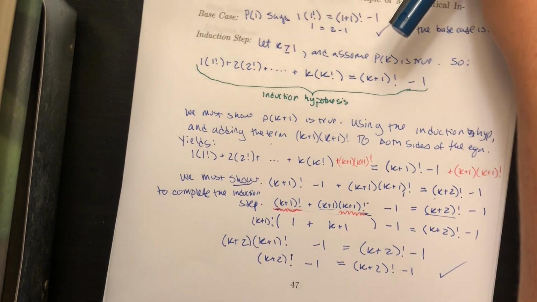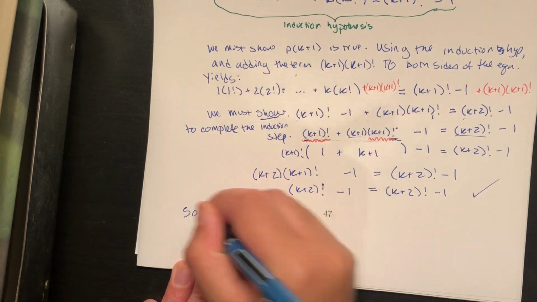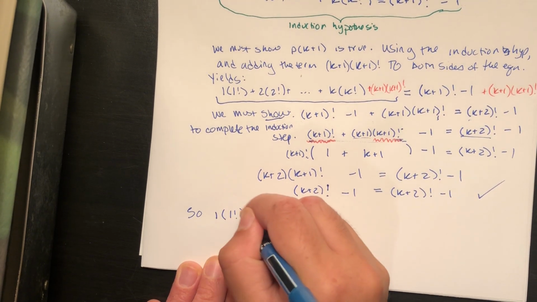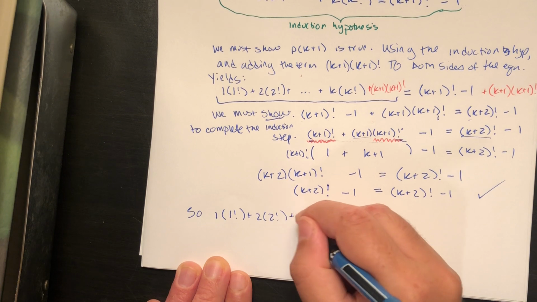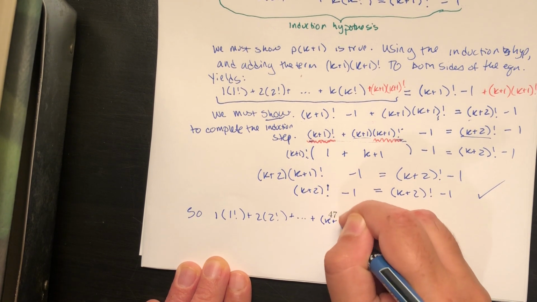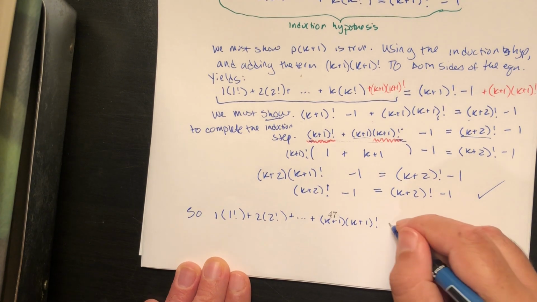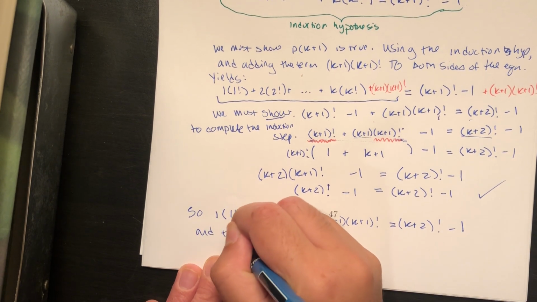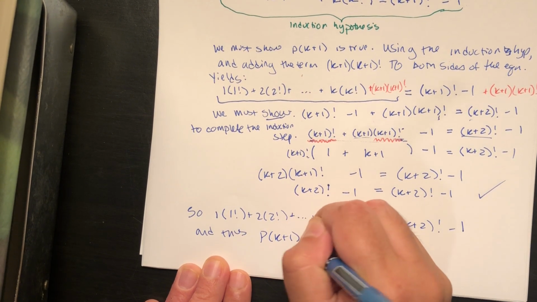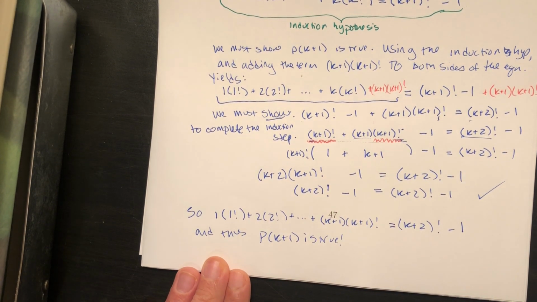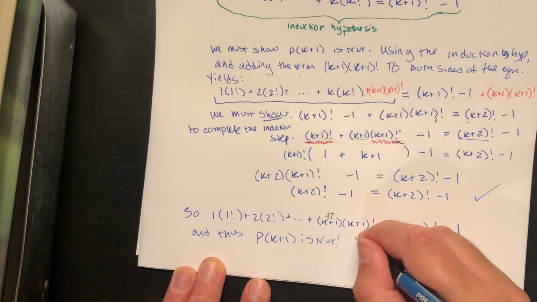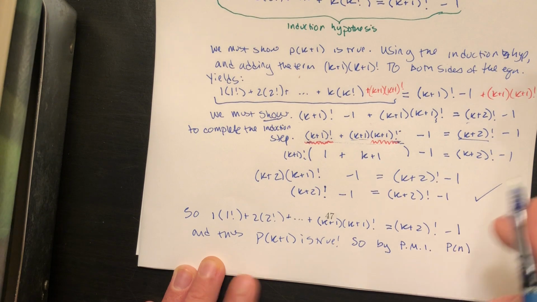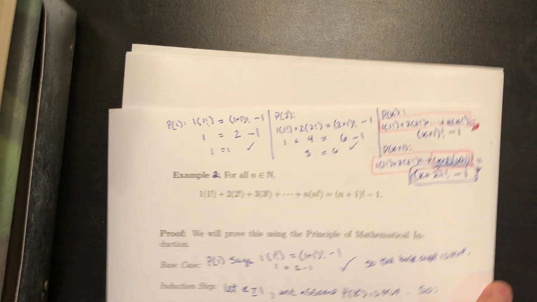All right, and thus we have shown that this equation here, this left-hand side, 1 times 1! plus 2 times 2!, all the way up to (k+1) times (k+1)!, is indeed equal to (k+2)! minus 1. And thus, P(k+1) is true. This completes the induction step. So, by the principle of mathematical induction, that statement P(n) at the beginning, this equation here, is true for all n.